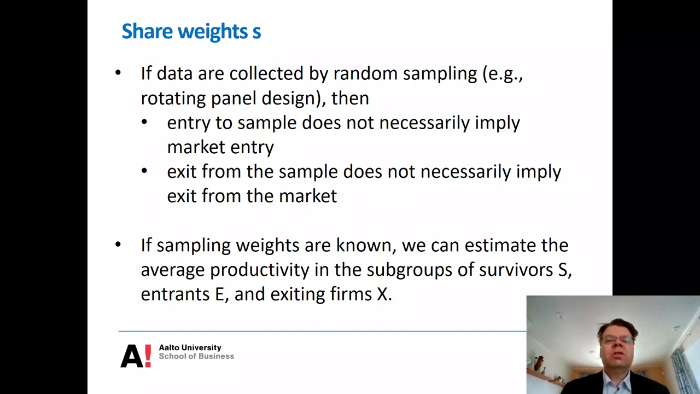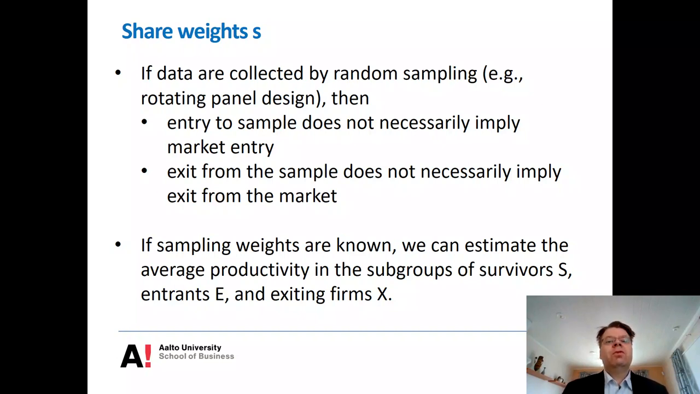In that kind of setting, for example in a rotating panel design, entry of a firm to the sample does not necessarily mean that it's a new firm to the market. It can be that it already existed before, it was just not included in the sample yet, or it randomly was not sampled to the data set before. And similarly, exit from the sample does not necessarily mean that this firm ceased to exist or closed its operations. It can be just that it was left out of the sample, it randomly was not included in the sample. Or it could also be just some kind of sample non-response, so the firm managers did not find time to respond to the survey.